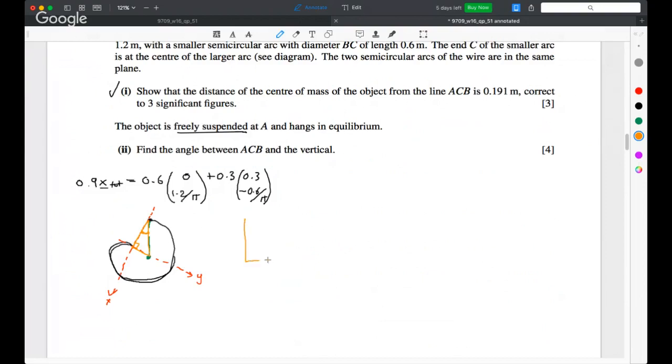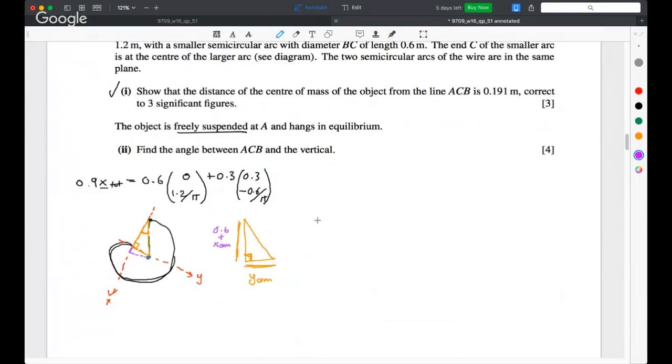Well, if we think of this right-angled triangle, what are its sides? Well, we know that this height here is just the y-coordinate of the center of mass. And this length here, if we get really detailed, this was the x-coordinate of the center of mass. So this whole thing is going to be this radius plus the x-coordinate of the center of mass. So 0.6 plus x center of mass.